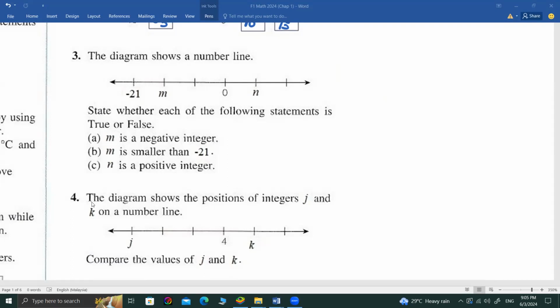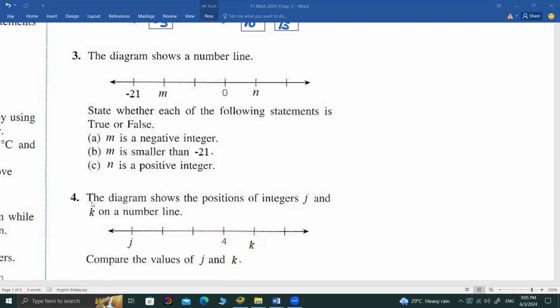Okay, class, get ready. We continue. For you, Form 1, many chapters. I think got 13 chapters. And also the exercise quite long, so I can't go too slow. Okay, number 3. The diagram shows a number line. For the beginning, I'm not going to give you work yet. Slowly, you can understand all this well. Then slowly only I give you some work to do.